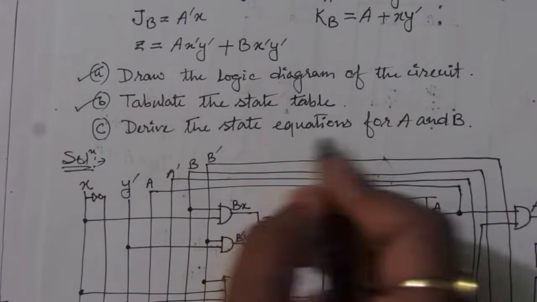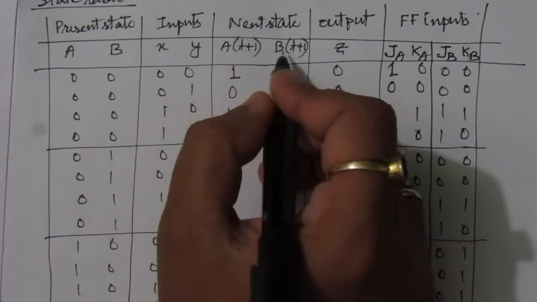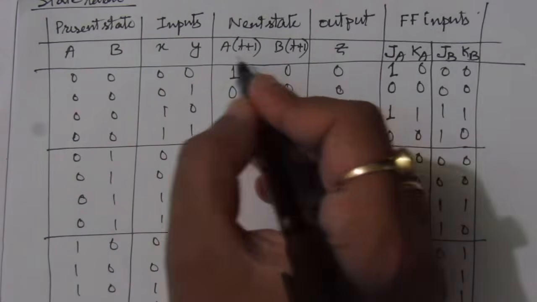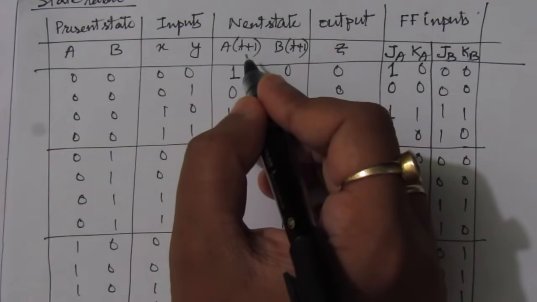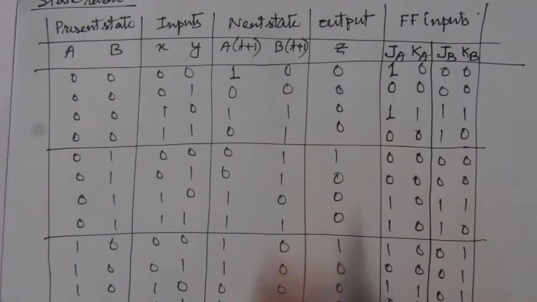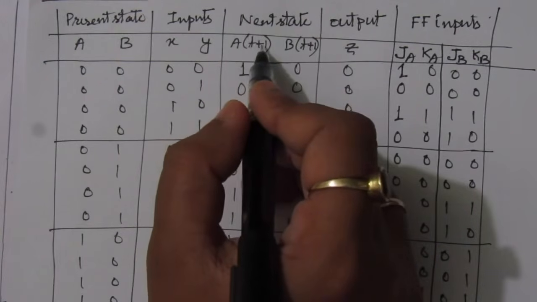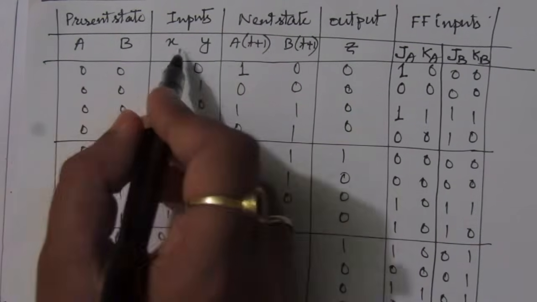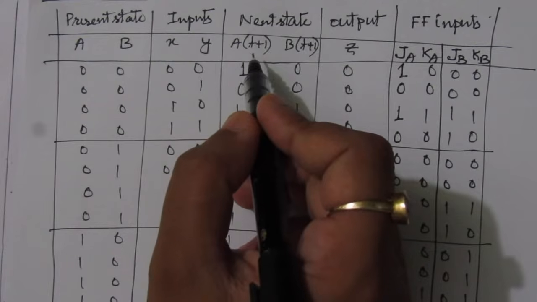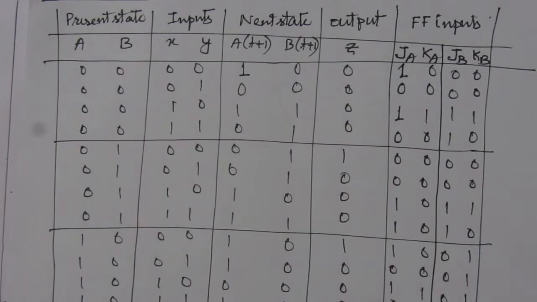Now we have to derive the state equations for A and B. So we have got the A of T plus 1 and B of T plus 1 values. So this A of T plus 1 is nothing but the state equation for A, and B of T plus 1 is the state equation for B. So using K-map we will find out the expression for A of T plus 1. The inputs are A, B, X and Y, and we have to find out the equation for A of T plus 1. So we'll put these values in the K-map.